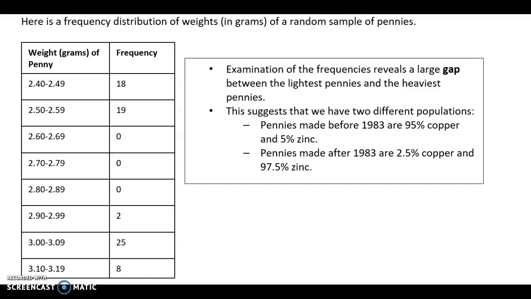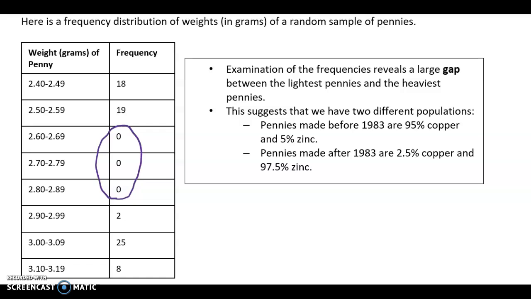So you can see the weights in grams are on the left, and then we have the frequencies. And we have 18 and then 19 in our first 2 classes, but then we have 3 classes with no data at all. And then we have 3 more classes after that that have 2 and then 25 and then 8 pennies in each class. So what's up with that?